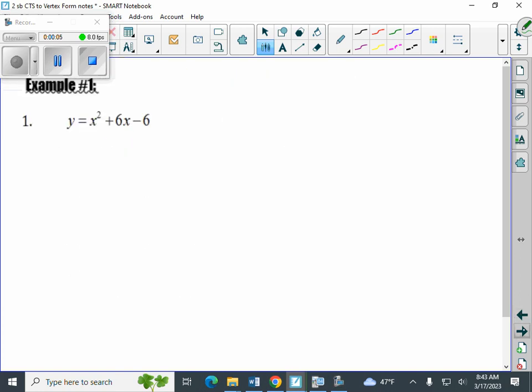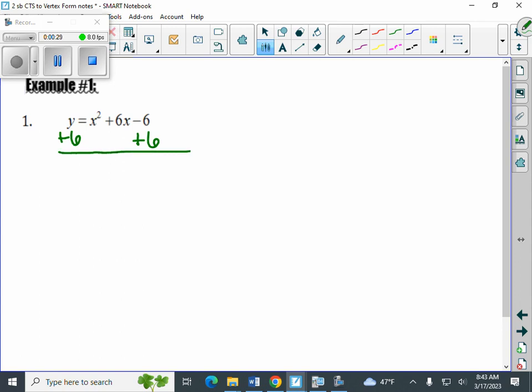So if we look at this problem, y equals x squared plus 6x minus 6. Following the rules that are to the left on your paper, our first step is to move the number, in this case the 6, to the other side. So we're going to add 6 to both sides.